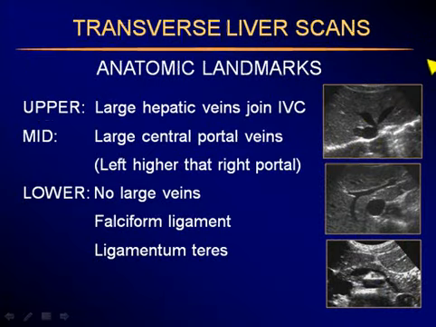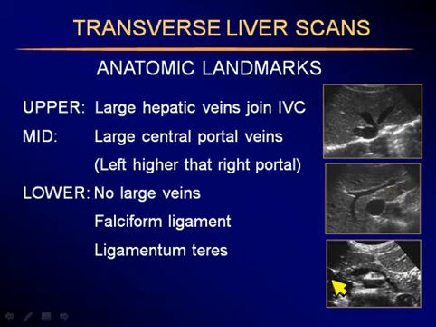So now we have a little bit of insight into the anatomic landmarks on transverse scans of the liver. Let's look at these. In high portions in the upper parts of the liver, we see large hepatic veins coming together into the inferior vena cava. In the mid portions of the liver, we see the portal veins horizontally situated, the left being a little higher than the right, but nonetheless with the bright walls, so we know that we're in the middle of the liver.